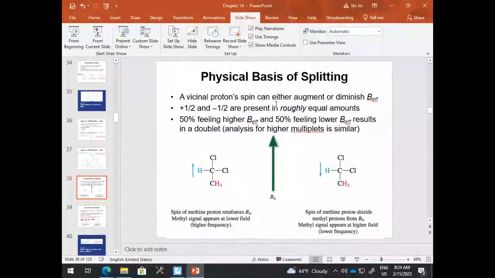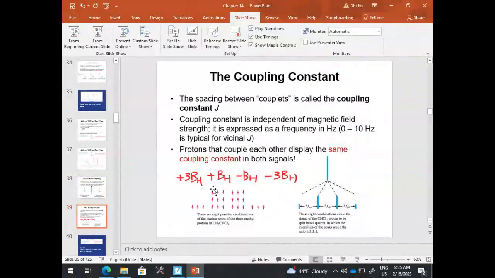So if you look at the blue proton, the signal of the blue proton, in addition to B0, the blue proton is also going to experience the magnetic effect of those three red protons. Each red proton, because it is spinning, behaves like a small magnet, and once put in the external field, the instrument field, the small magnet could either be parallel or anti-parallel to the external field.